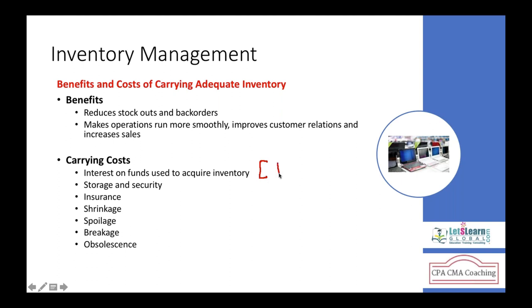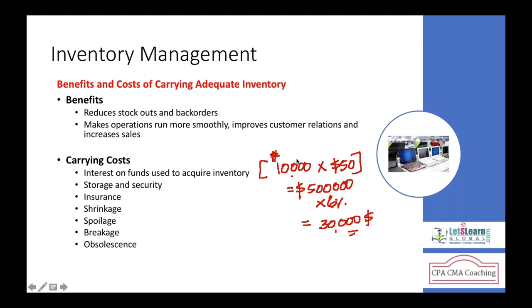Say, for example, you purchase 10,000 units in bulk instead of buying 2,000 or 1,500 like that, costing $50 per unit as your purchase price. So the purchase value is $500,000, on which, say, for example, this amount is borrowed at the rate of 6% per annum. So you are paying $30,000 interest on the borrowed funds. Instead, you can buy this in small orders, and that can reduce this interest cost.